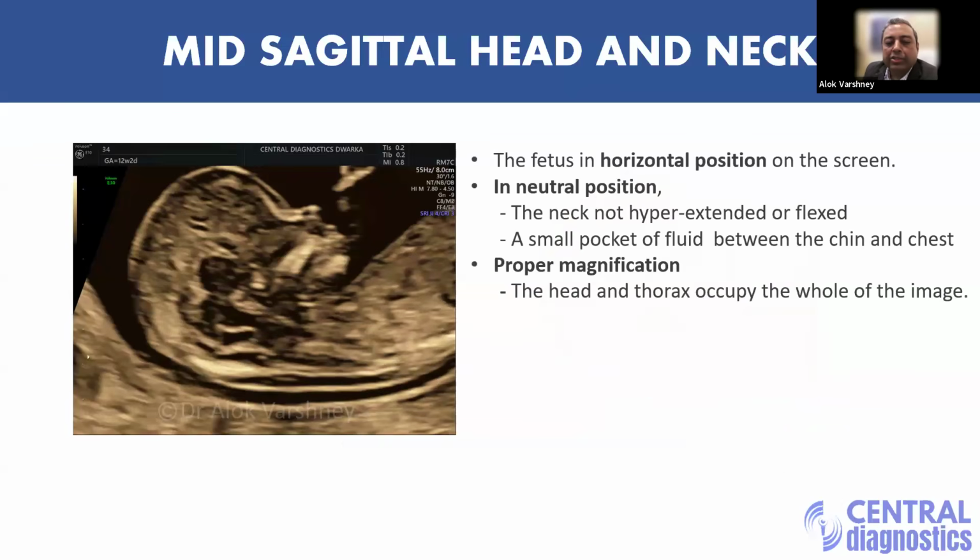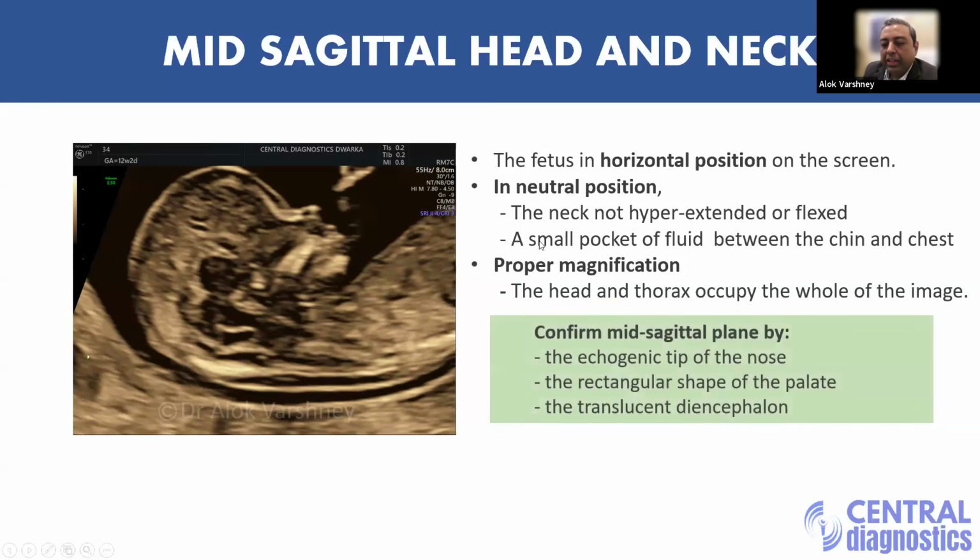Now, this plane has to be acquired in a perfect position. The baby has to be in a horizontal position. And again, the baby should have a neutral position. The neck should not be hyperextended or flexed. Again, we should have a small pocket of fluid underneath the chin and the chest. And a very important part is proper magnification. The head and thorax should be occupying the whole of the screen. So we need to confirm that it's a perfect mid-sagittal plane.